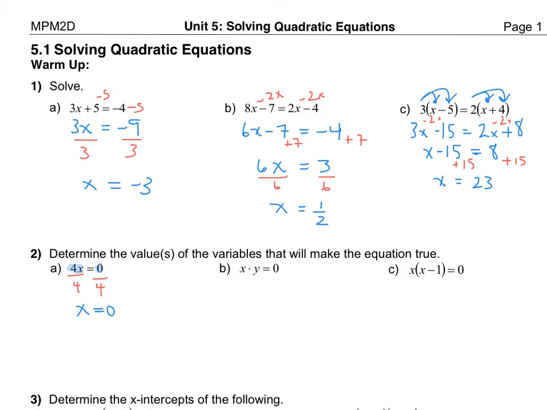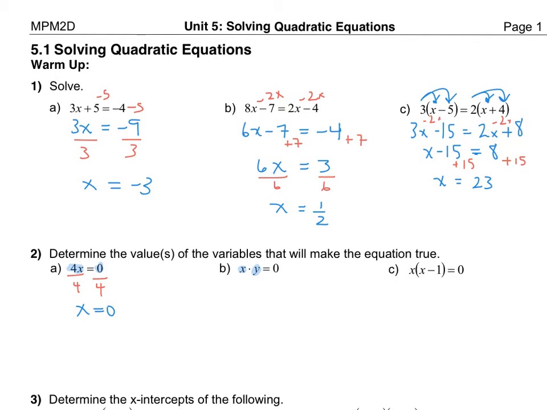Well, the only way you can get an answer of 0 when you're multiplying two things together is if one of those things is a 0. So that makes sense that 4 times 0 equals 0. And I'm going to use that property on the second example. Here we have x times y, so some number times another number equals 0.